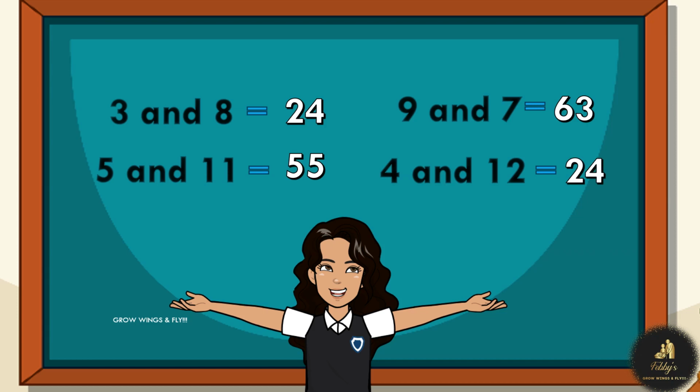Why? Because 4 and 12, you have a number 12. Remember the method that we learned in the initial stages? 4 goes into 12 3 times. So your answer 24 is incorrect. It has to be 12.